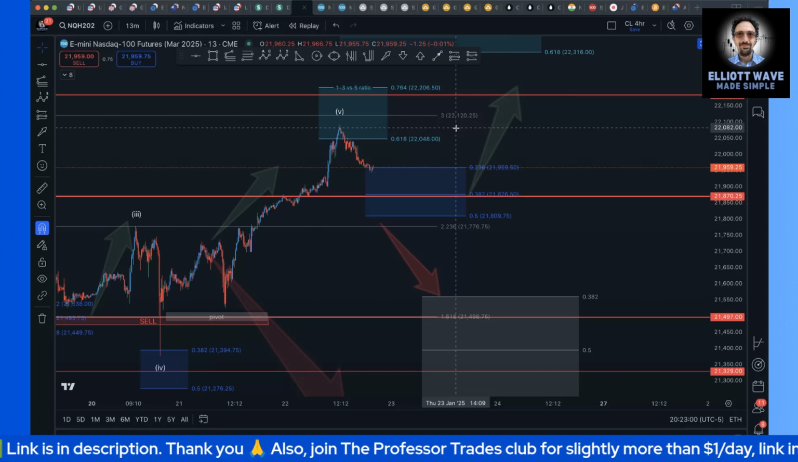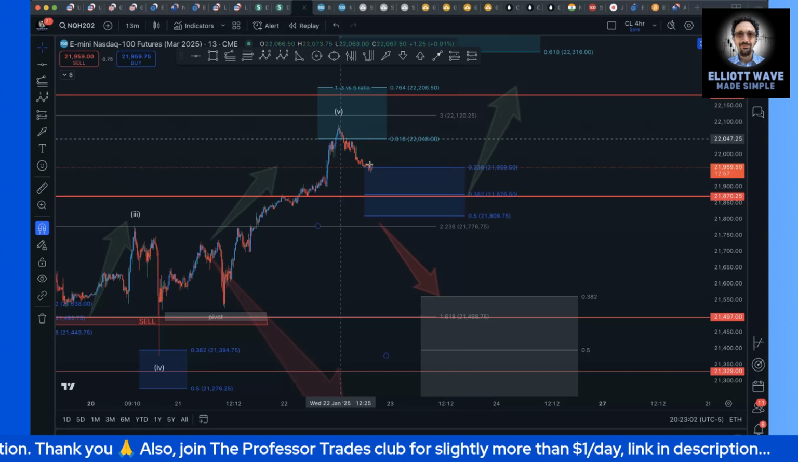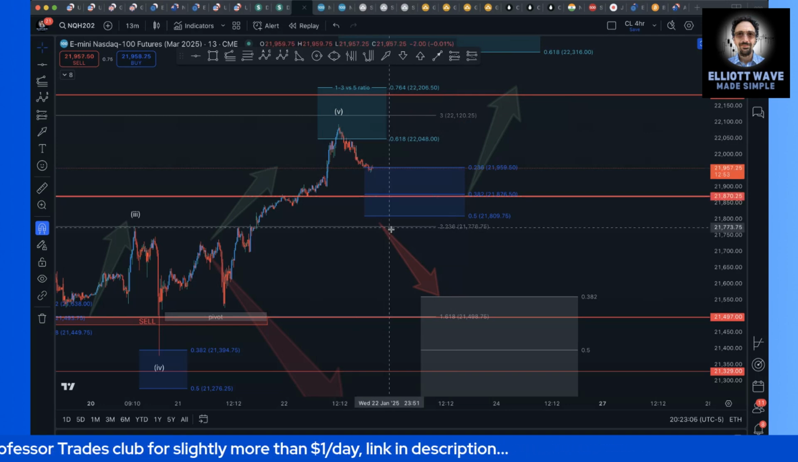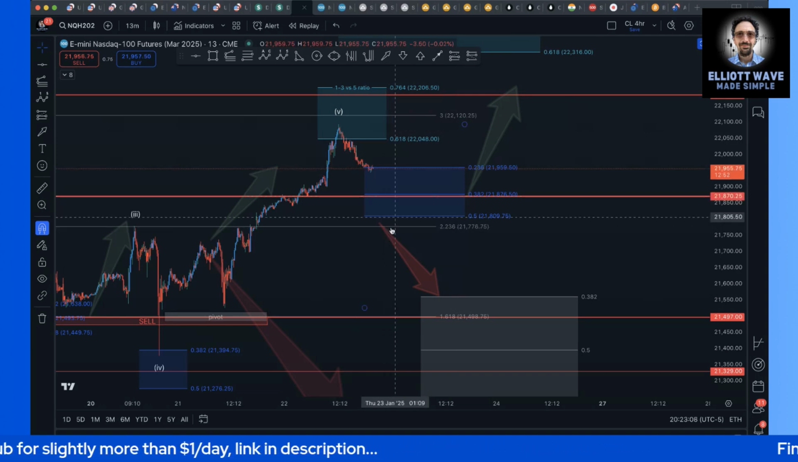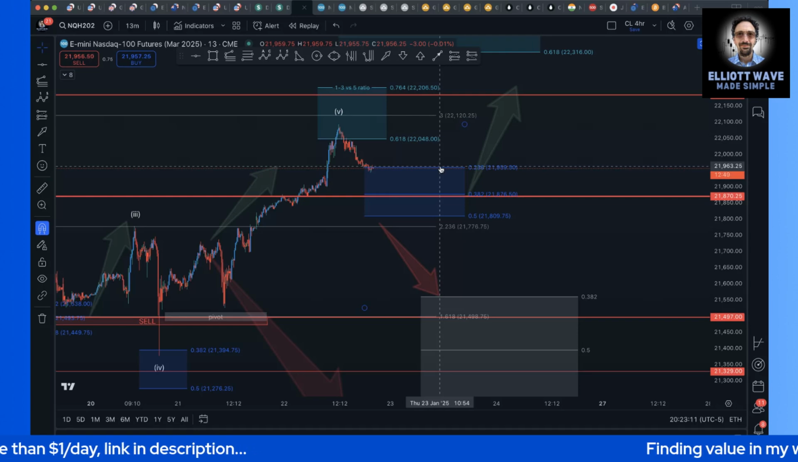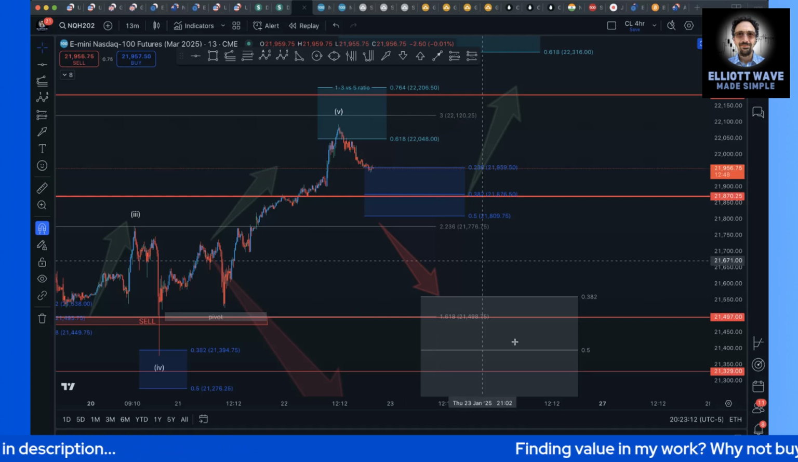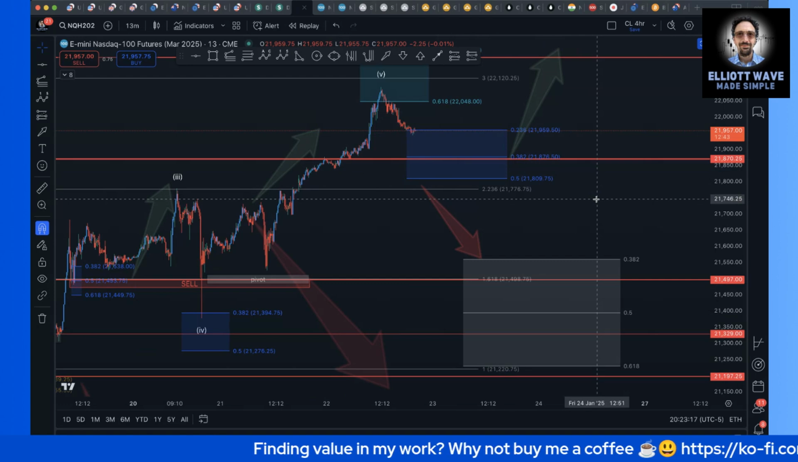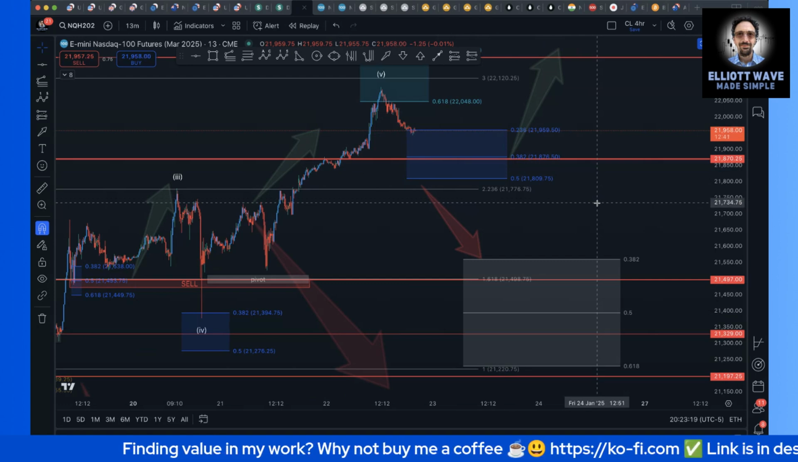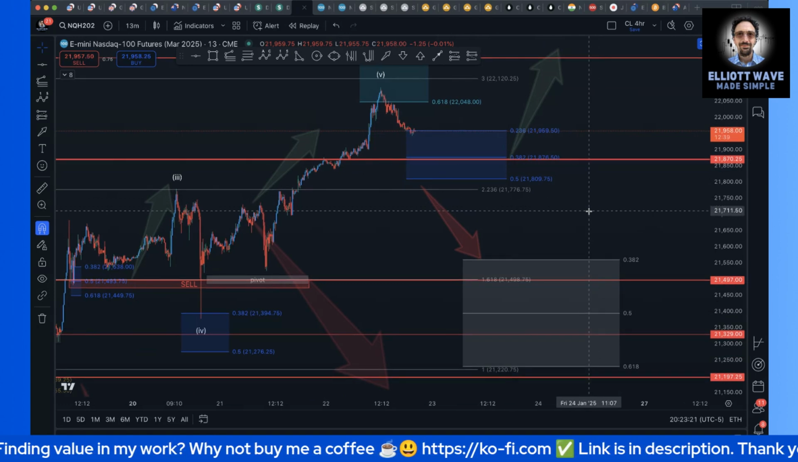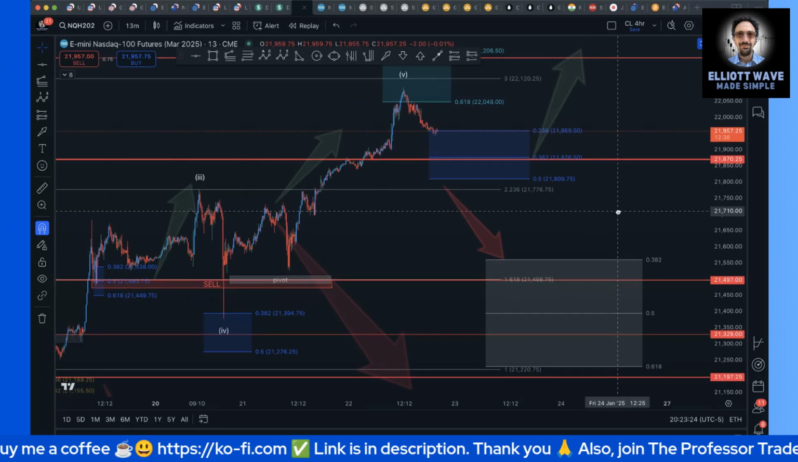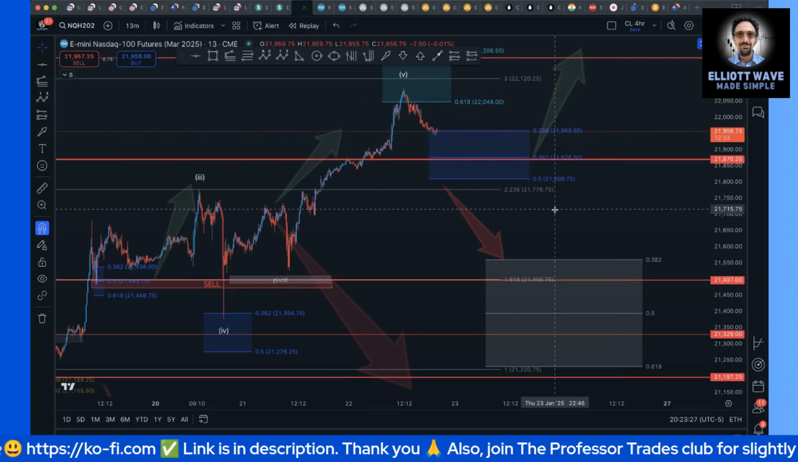What I would rather see is this develop as an impulse, come down much further, at least get down into this area, then give a three-wave correction. Then we can short it more aggressively. Shorting the NASDAQ aggressively? What? Are you crazy? Maybe. But that's neither here nor there. That's a different subject. So the idea is we're going to let structure of price and Fibonacci help us.